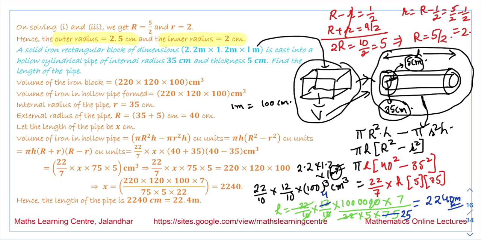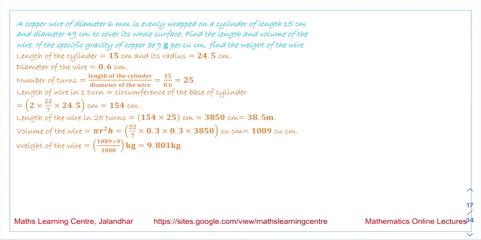centimeters. The whole question we are solving in terms of centimeter. So it is 2240 centimeters, and 2240 centimeter means we are talking about 22.4 meters. So to convert it into meters, we are saying it is 2240 by 100 meter, and this value comes out to be 22.4 meter. Now in this next question, we are given that a cylinder is there.